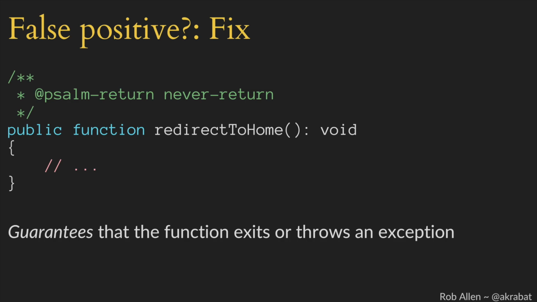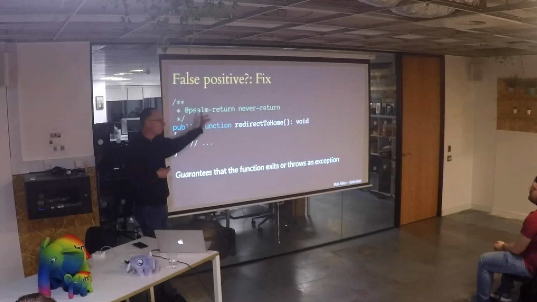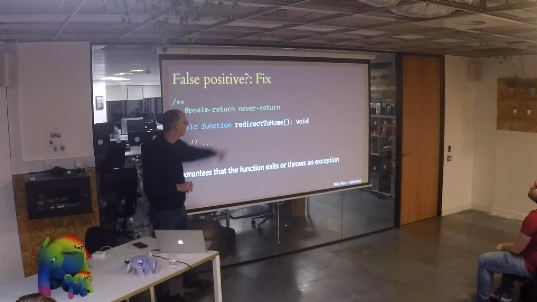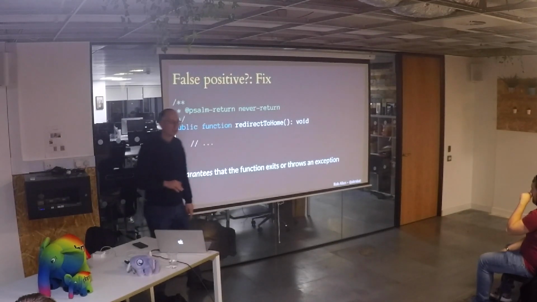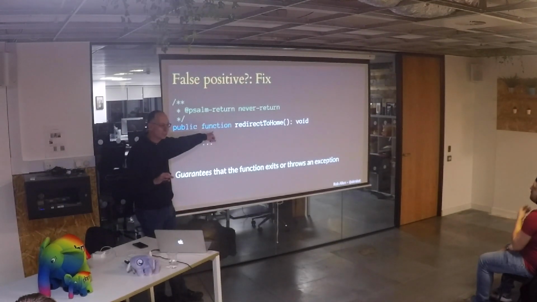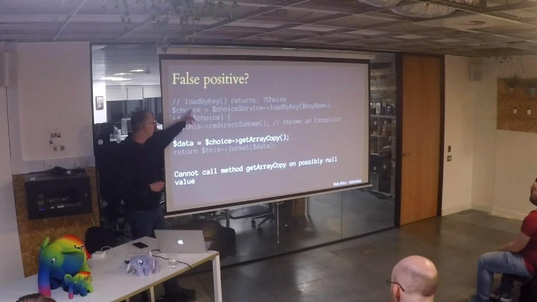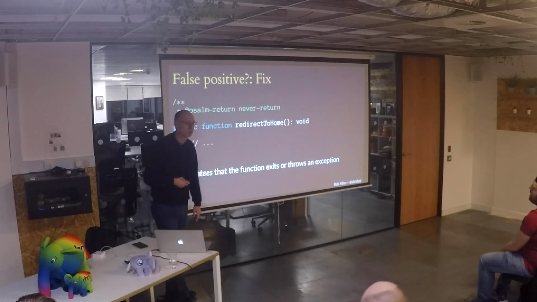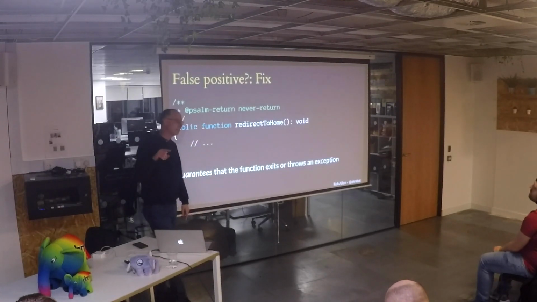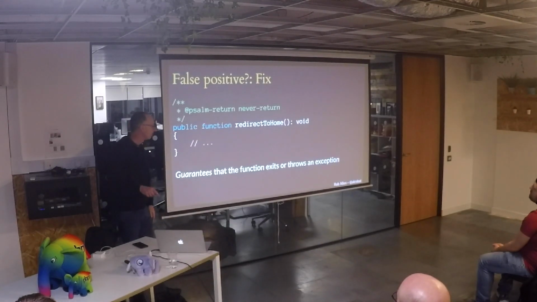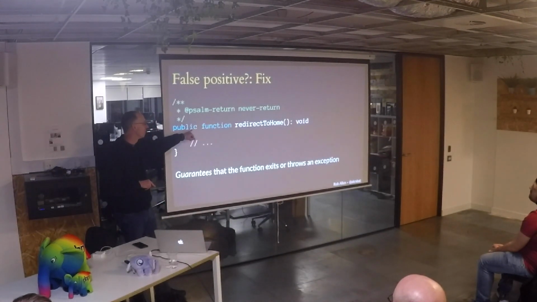SARM doc annotations. SARM return works exactly the same way as DocBlocks, PHP documenter's return, but you can set it to never-return. So what I'm telling SARM is that this function will never ever return. So as a result, this line, we will only ever get to here if choice is true. Choice is a valid object.